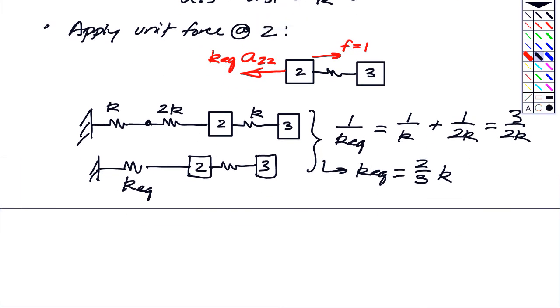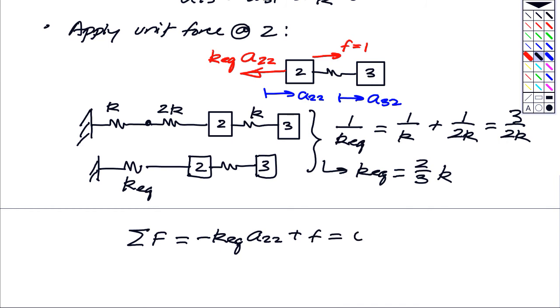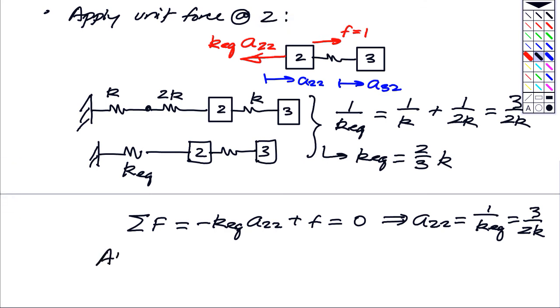So when I do my force balance, when I sum forces like this for static equilibrium, and keeping in mind that this is A22 and this is A32, then when I sum forces, I'm going to get minus the equivalent spring constant times A22 plus the applied force F is 0 for equilibrium. It says that A22 is equal to 1 over the equivalent spring constant. So this becomes 3 over 2K. Also, we have that A32 is the same as A22.